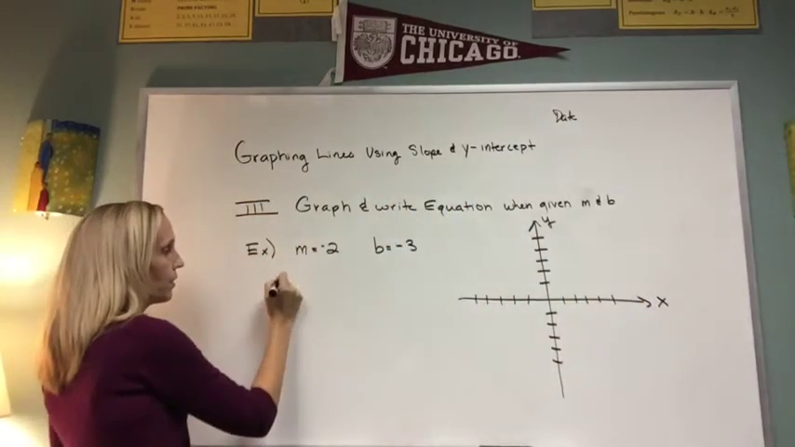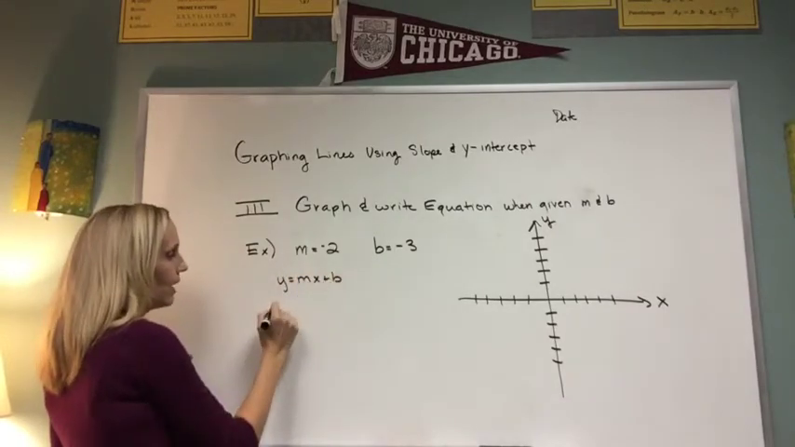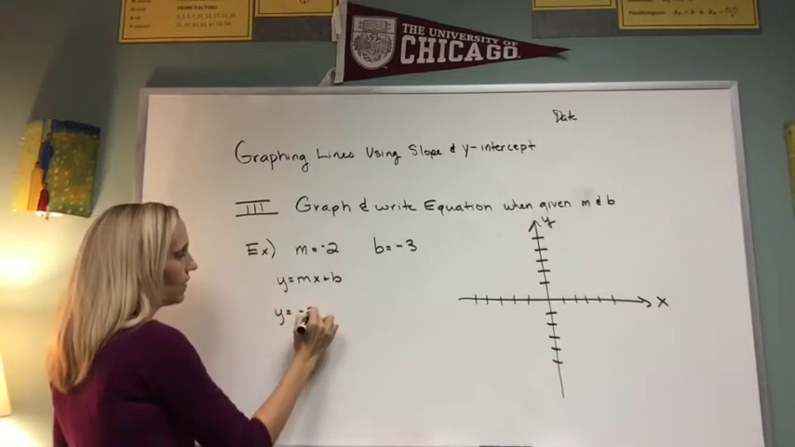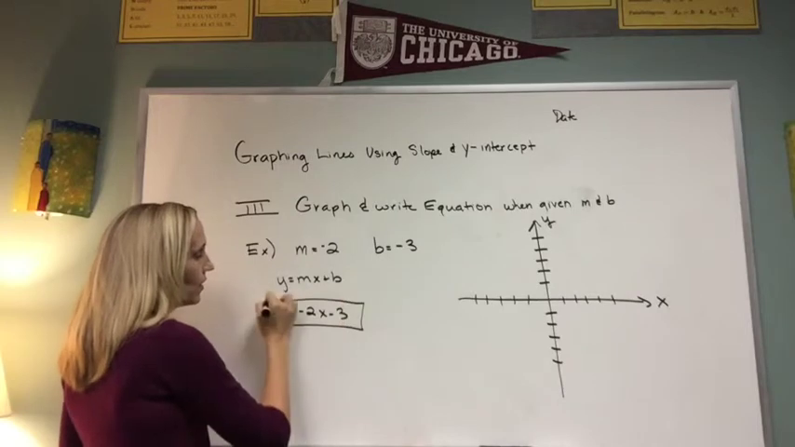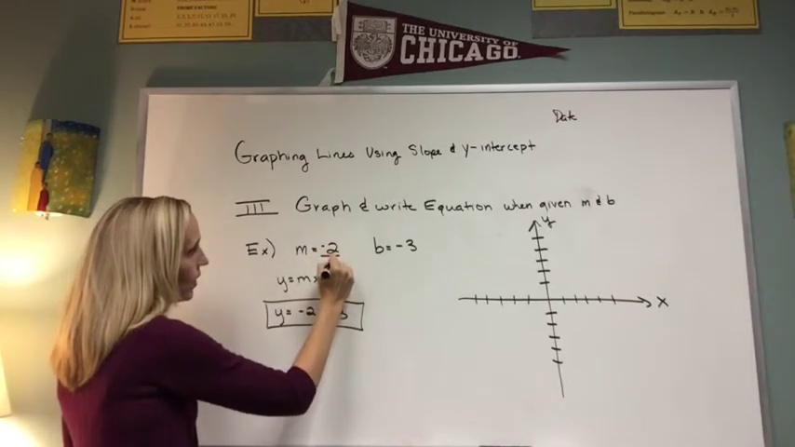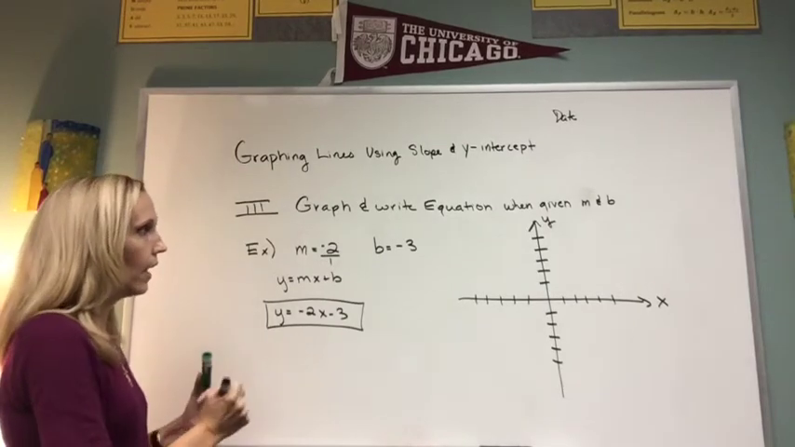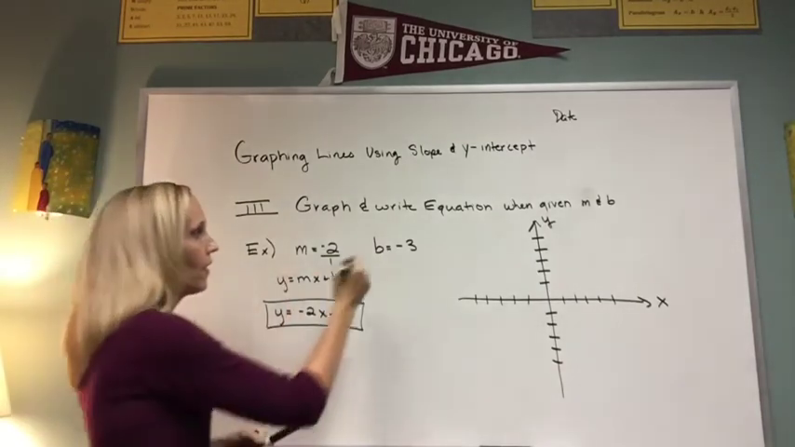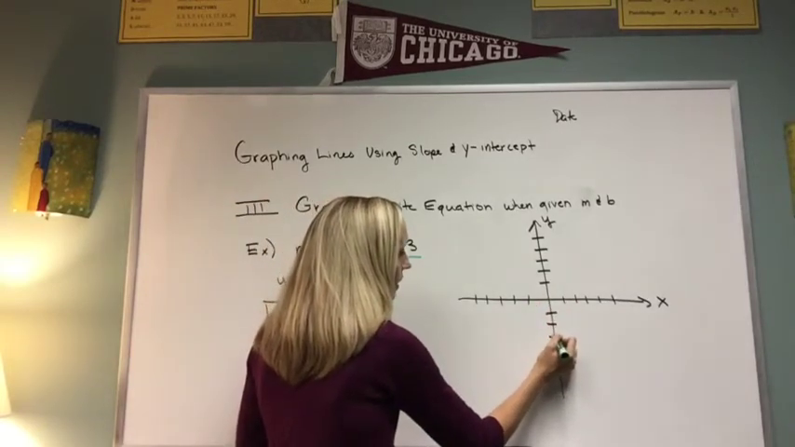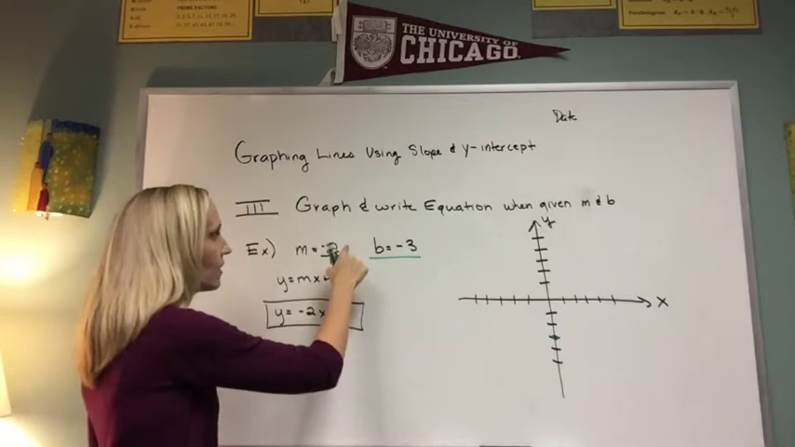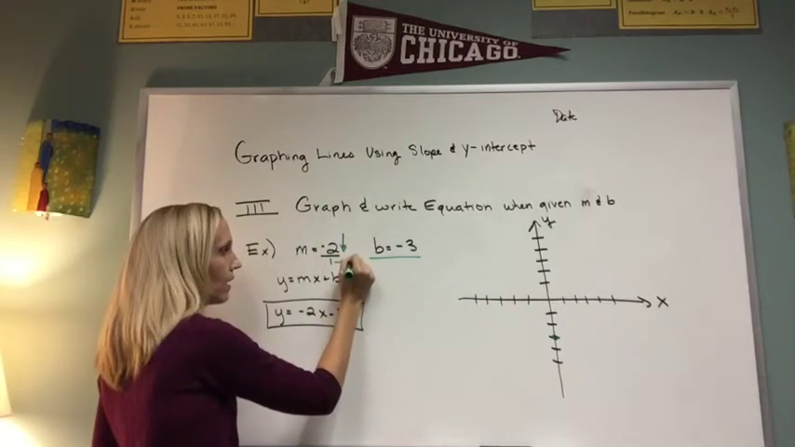So we are going to put this in y equals mx plus b form. So the equation of my line is y equals negative 2x minus 3. And then to graph it, I'm going to put a 1 underneath my 2 because my slope is always a fraction. And remember, I always graph my intercept first. So I'm going to go down to negative 3. Because I have a negative slope, I have to go down, but I always go to the right.